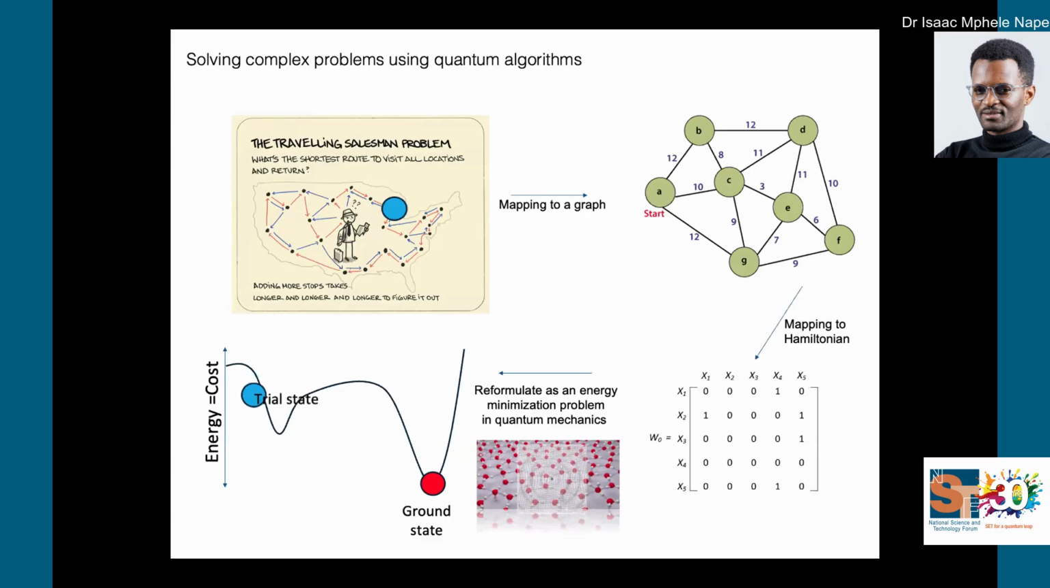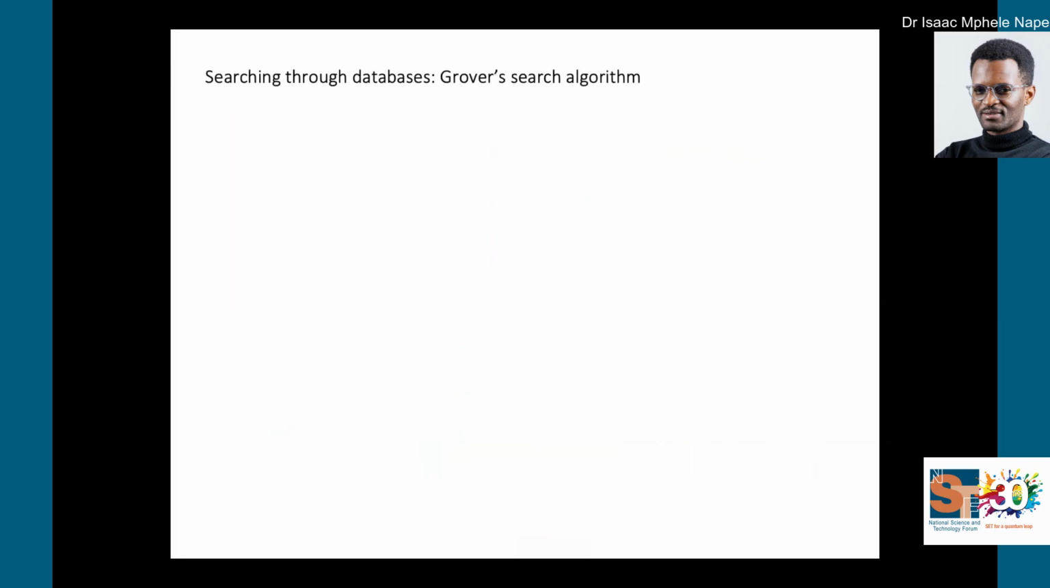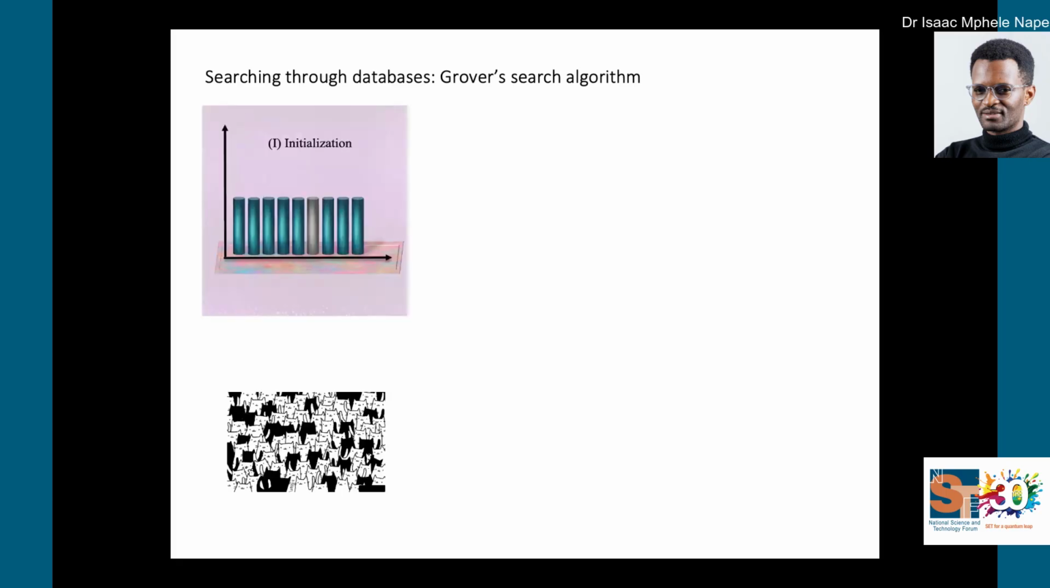Now, another example of a complex problem, and actually this was one of the early examples of quantum advantage. Well, I shouldn't say quantum advantage, but it was an example of quantum algorithms that were designed to show that quantum computers can solve problems more efficiently than classical ones. And this example is called Grover's search algorithm. So imagine if I had an unstructured database. Okay, these are the elements in my database.